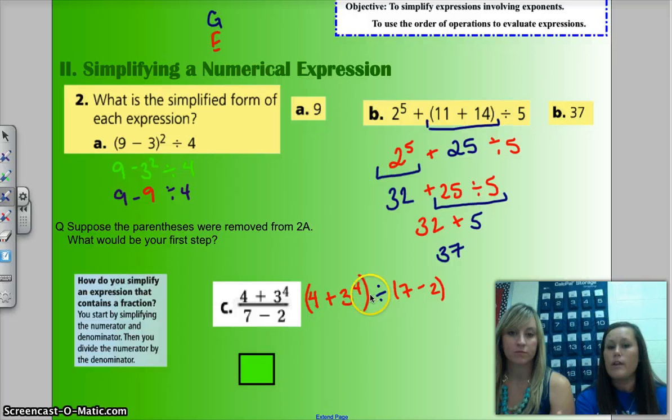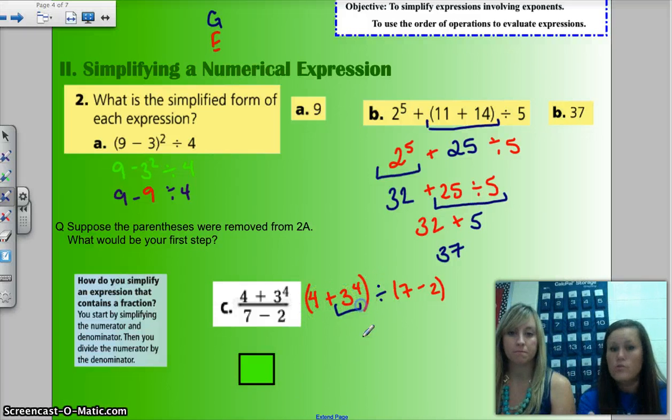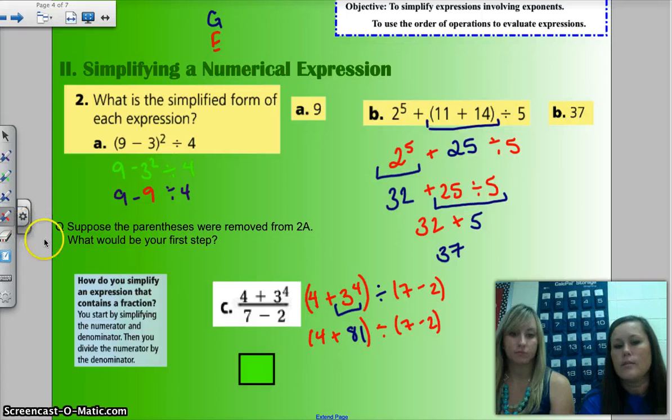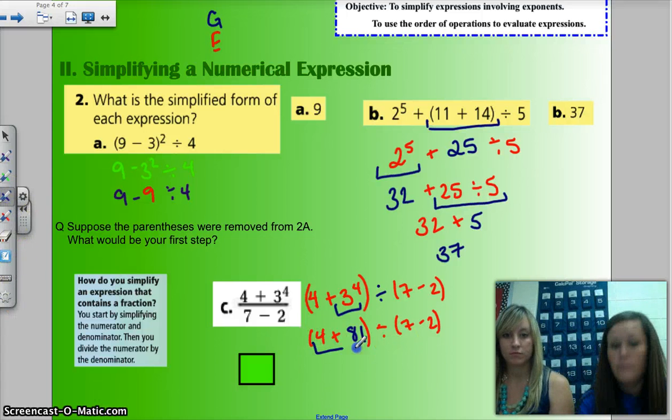Inside that first one, I've got 3 to the 4th. I have to do 3 to the 4th first. So, 3 to the 4th power is 81. You keep it as 4 plus. I changed the 81 with color coding for you. Copy everything else down. Stays the same. All right, so then we do whatever is inside the parentheses still. 4 plus 81, 85.